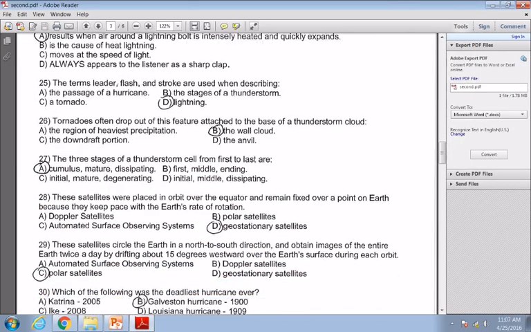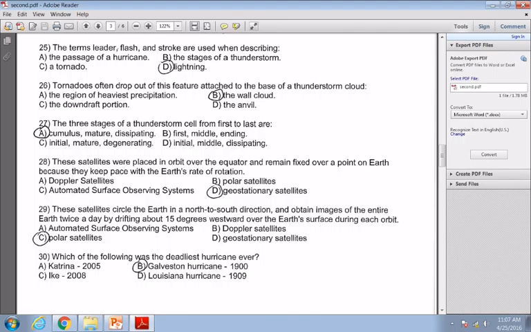26, tornadoes may drop down from B, wall clouds. Question 27, the 3 stages of a thunderstorm cell are cumulus, mature, and dissipating, A. Question 28, these satellites orbit in the vicinity of the equator and they remain fixed. So those are D, geostationary satellites. Question 29, these satellites orbit the poles, north to south, and the best answer there is C, polar satellites.